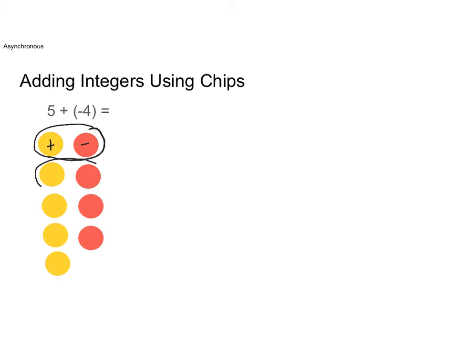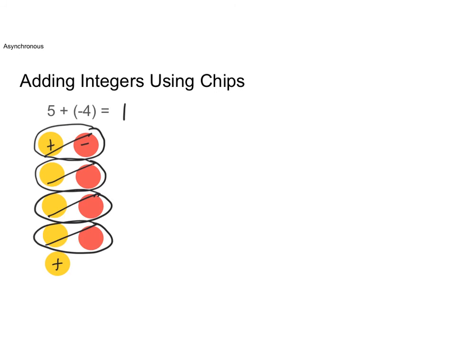So I'm going to go ahead and circle all my positives and negatives. Okay, so these will cancel out, and I'm left with 1 positive. So my answer would be positive 1. So let's go on to the next problem.